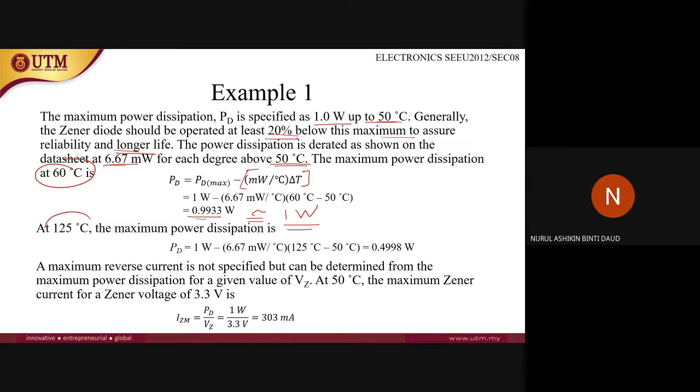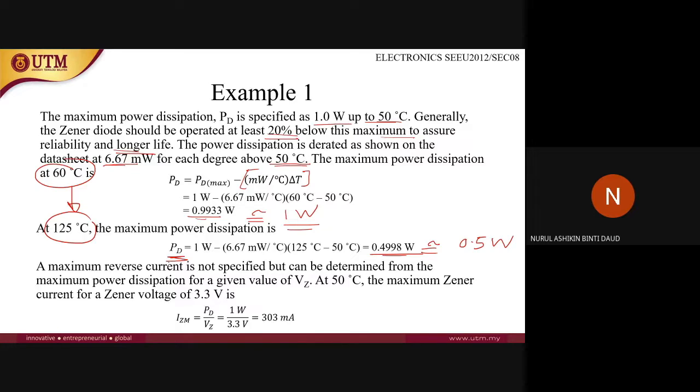However, if you increase the temperature, what is the value of the power dissipation? It will be lesser, approximately 0.5 watt. So you can see if the temperature becomes higher, the power dissipation becomes lesser, because there is a limit for the Zener diode. If the temperature is too high, it will lower the power of the Zener.